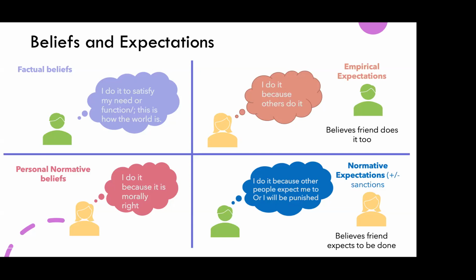So in the factual belief, what you are basically eliciting is the following. Why are you doing behavior A? And if the motivation of this behavior A is a factual belief, the answer of that person is going to be, I do it because it satisfies my need, because it satisfies a function, or I do it because this is the world in which I live. Why do you leave your job if you just got a child, a newborn? Because everyone in my office, every woman in my office, left the job and never came back. This is the world.